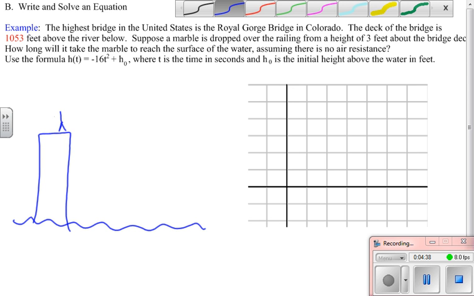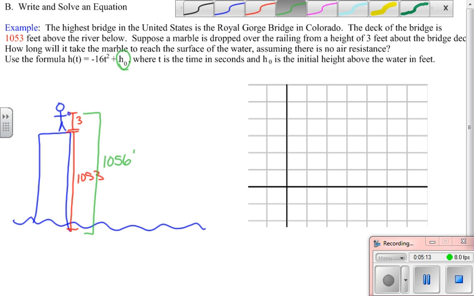Now standing on the bridge is somebody holding a marble. The problem tells us that the height of the bridge itself to the water is 1,053, and the height that I'm holding the marble is 3. So the total distance that I am dropping an item is 1,056 feet. That's an important distinction to make sure you draw when you're drawing your picture and getting a visual of what's going on.